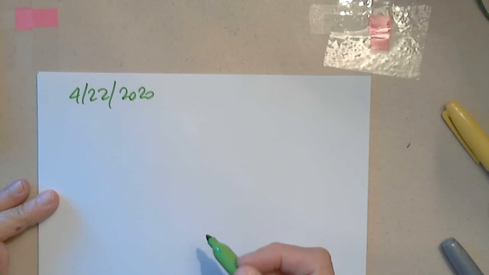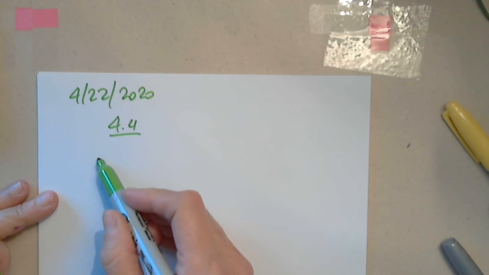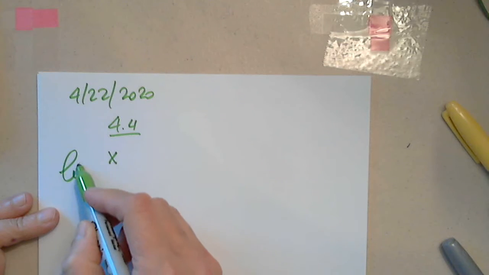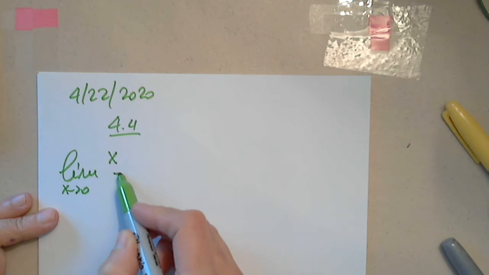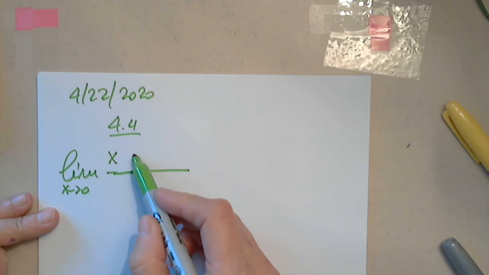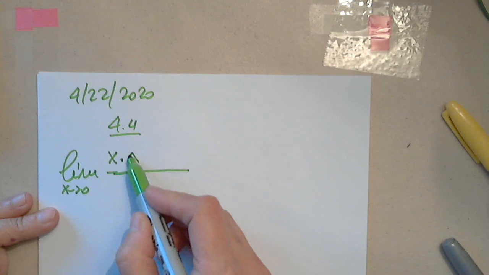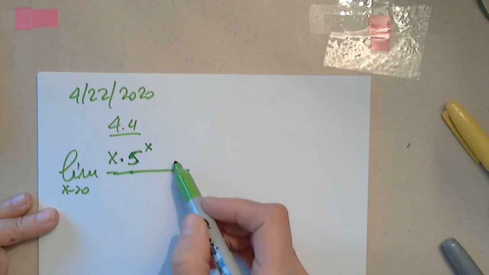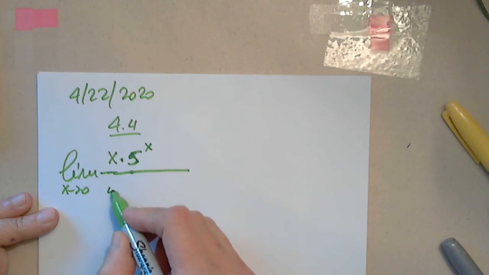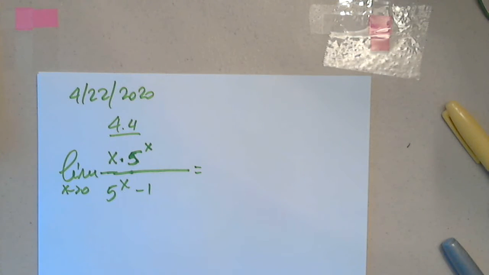This is from section 4.4, L'Hopital's rule. And it is x. Oh, I'm sorry, it should be the limit as x approaches 0 of x times 5 to the x. So it's x times 5 to the x? Correct. And then in the denominator, it is 5 to the x minus 1. Perfect.